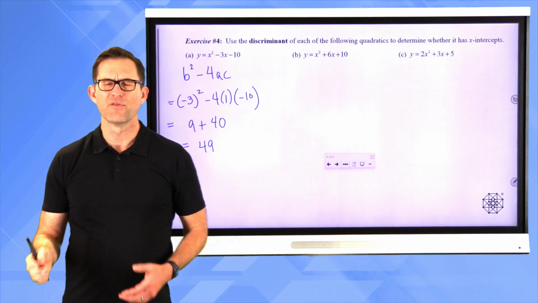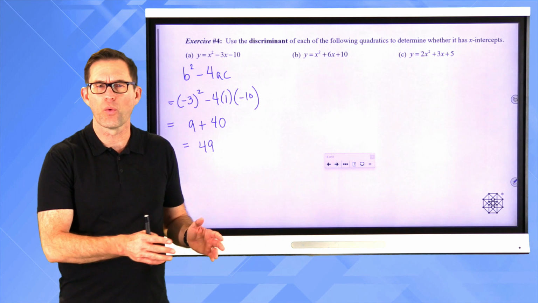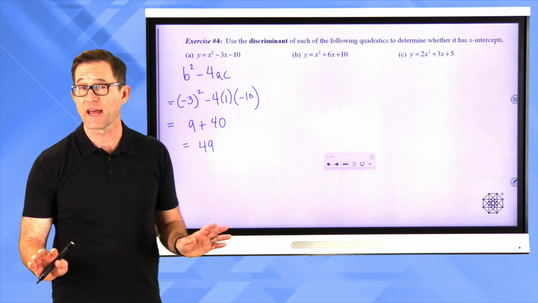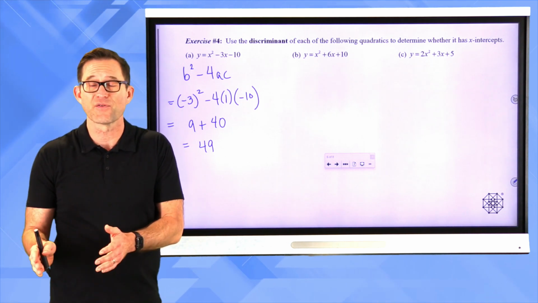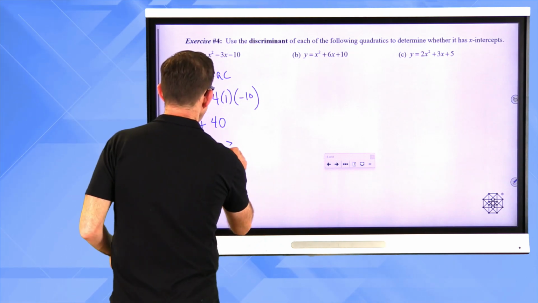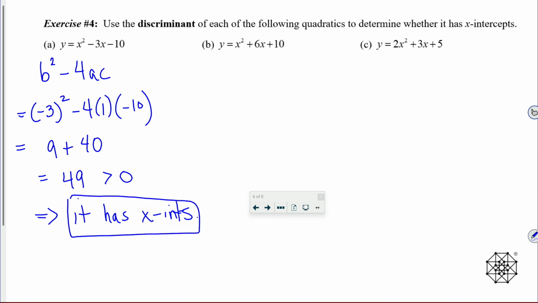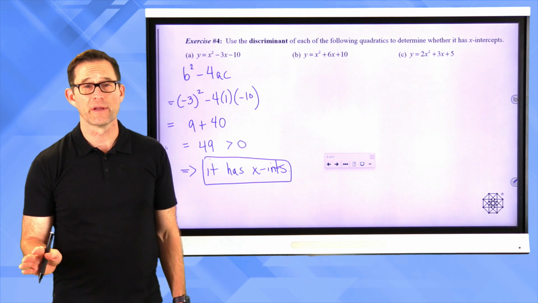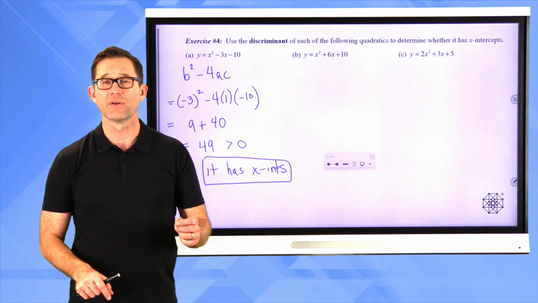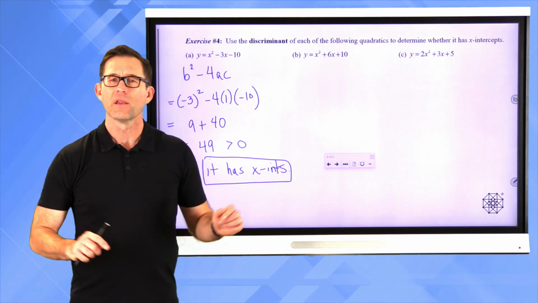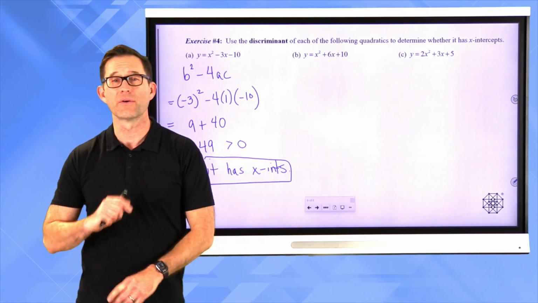Now, again, think about this. If you were going through the quadratic formula, this would be the number under the square root. Notice the discriminant doesn't actually include the square root. It's just the b squared minus 4ac. Because this is greater than 0, that means it has x-intercepts. Doesn't matter that it's a perfect square. That's totally irrelevant. The fact that it's greater than 0 tells us that we do have x-intercepts, and that's all we're looking for here. Let's do letter B together as well, and then I'll have you do letter C on your own.